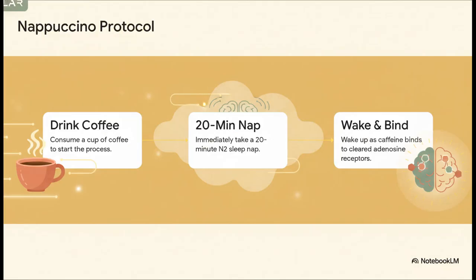Now, if you want to harness those N2 motor learning benefits during the day, but you don't want that horrible deep sleep grogginess, you've got to try the Nappuccino. Here's the play. Drink a cup of coffee and then immediately take a 20-minute nap. Since caffeine takes about 20 minutes to hit your bloodstream, just as that short sleep clears out the sleep-inducing adenosine from your brain, you wake up. And right at that moment, the caffeine slots perfectly into those freshly cleared receptors. It is an absolute game changer for multiplying your alertness.